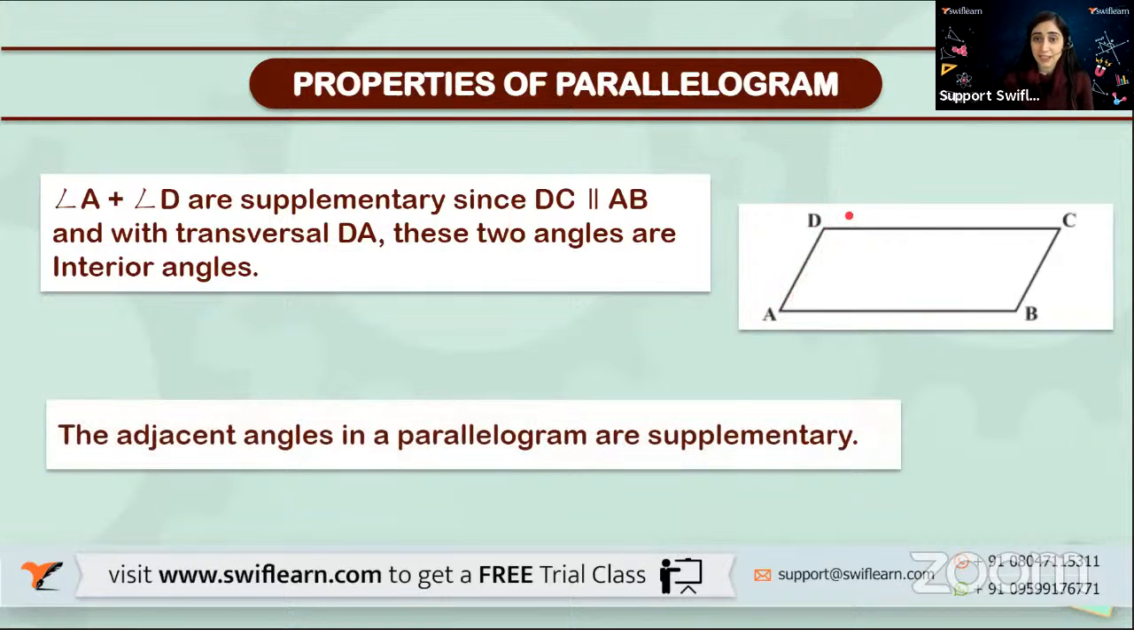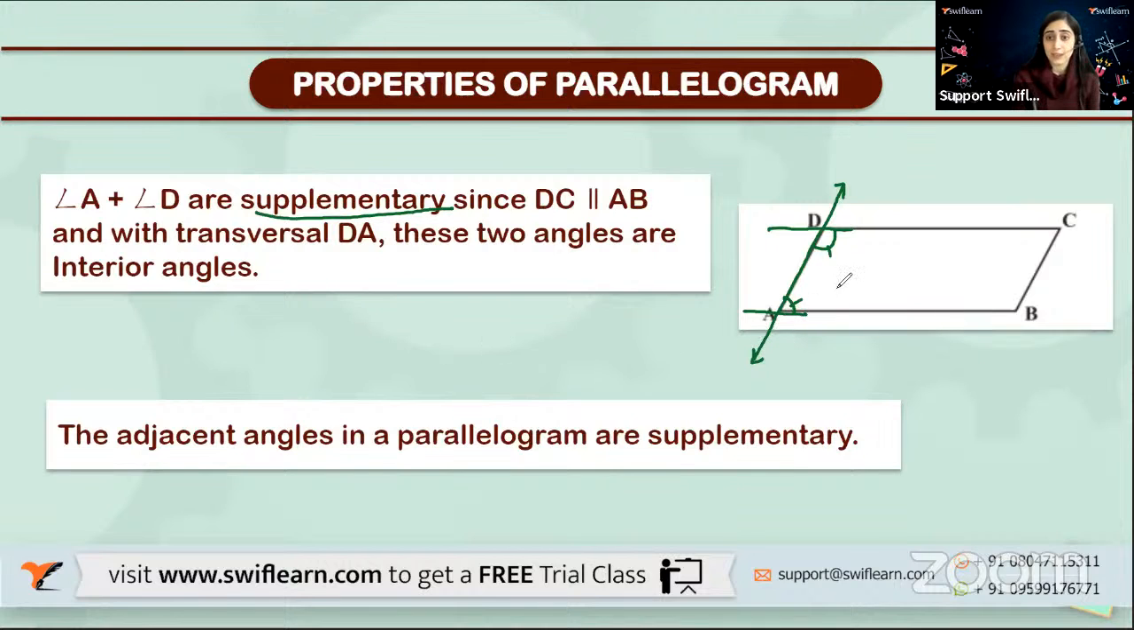Angle A plus angle D are supplementary. What do we call it? Supplementary angles. Since BC is parallel to AD, with DE as a transversal. See, I told you that these are the two parallel lines and this is a transversal, which makes two angles of interior. So here, interior angle A and angle D, we call them supplementary angles. Can you see this? These two lines are parallel to each other and there is one transversal. With this, I know these are the interior angles. That is why these two are known as supplementary angles.